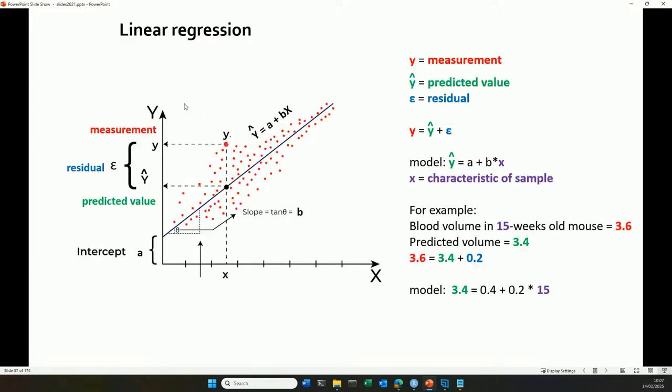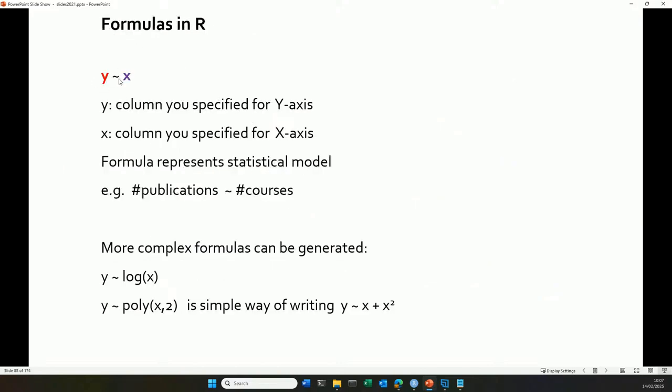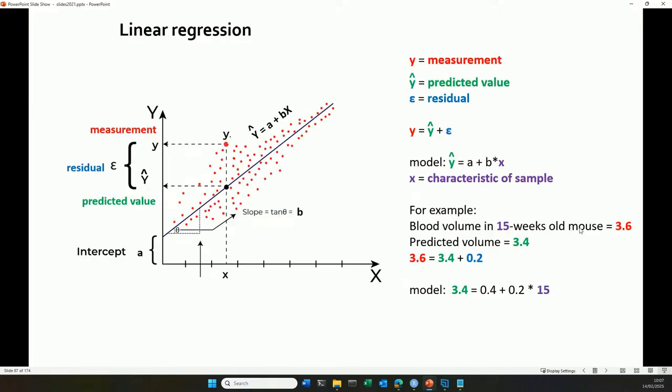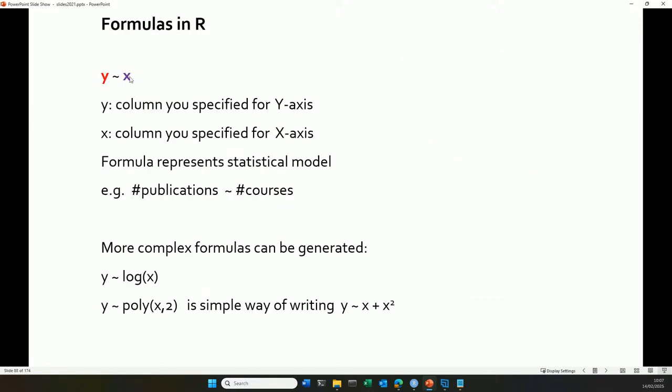To represent an equation or a model in R, you have to use this tilde. The tilde literally means "is modeled by". In front of the tilde, you always write what you measured, what you want to model, your measurements. And after the tilde, you write what's on the x-axis. So in our case here, age. This is how you want to model it. You want to model your measurements according to this variable. So both y and x will represent columns in a data frame.